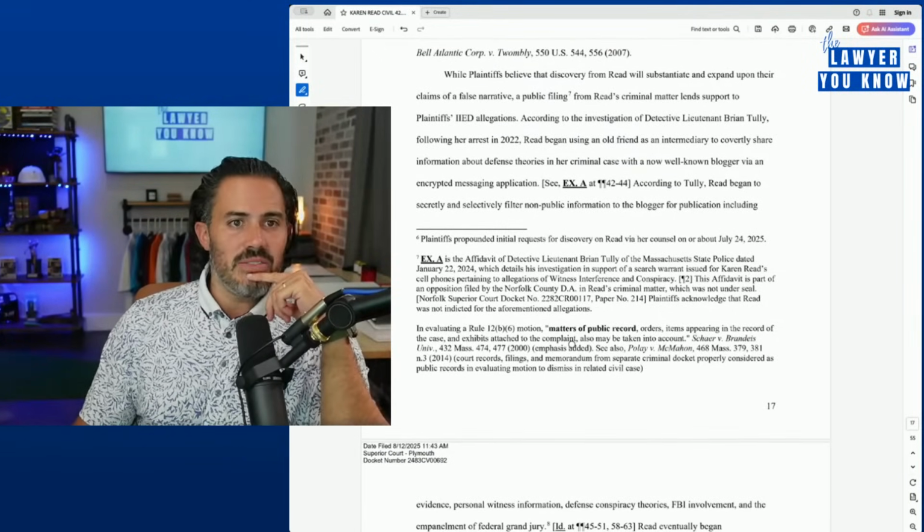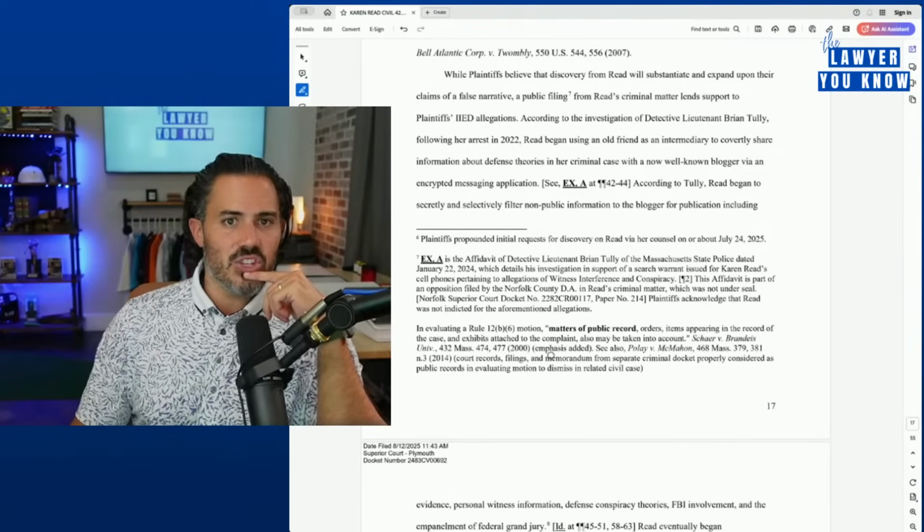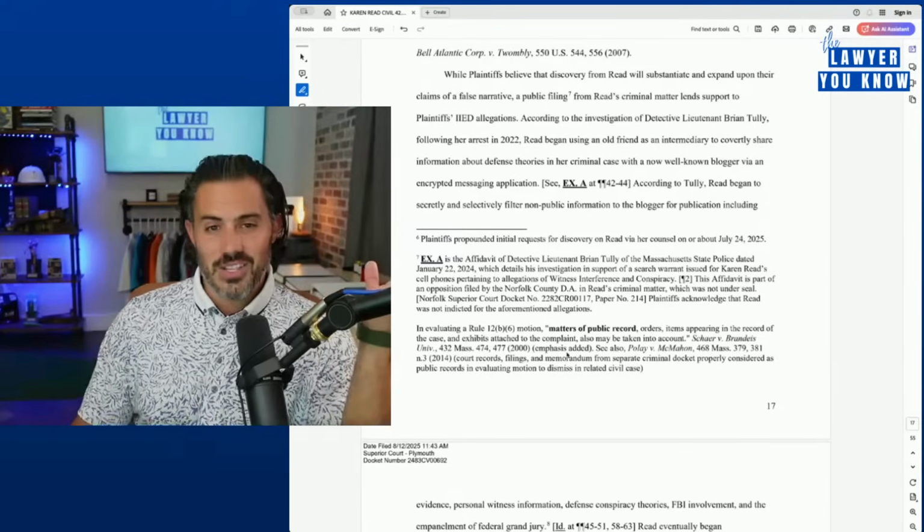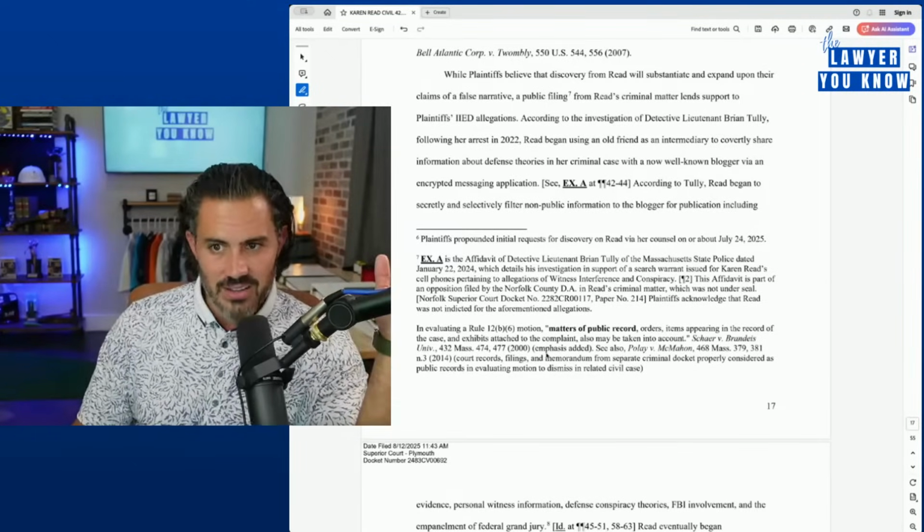While the plaintiffs believe that the discovery from Reed will substantiate and expand on their claim for a false narrative, a public filing from Reed's criminal matter lends support to plaintiffs' IIED allegations. According to the investigation of Detective Lieutenant Brian Tully, they're going to have to rely on these people, by the way. Good luck with that.